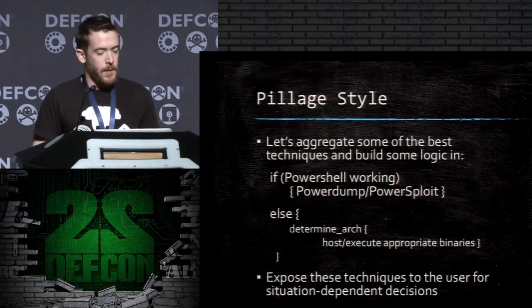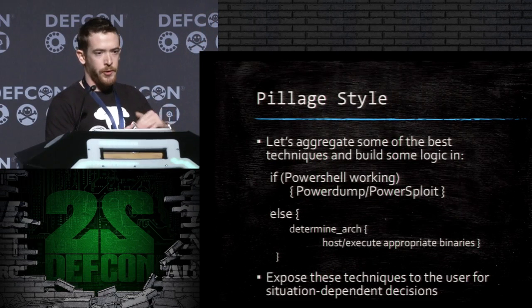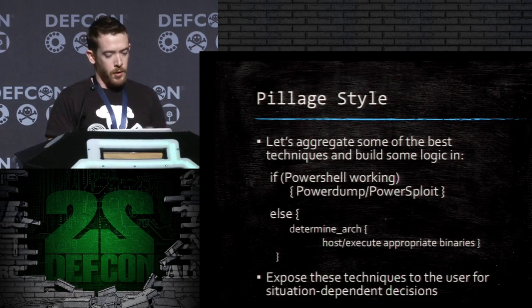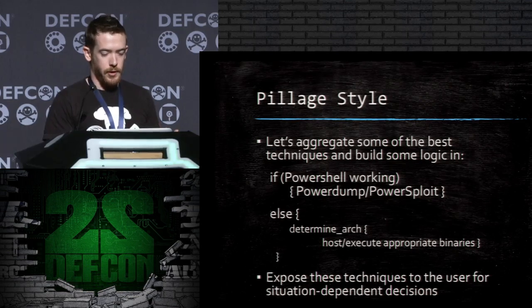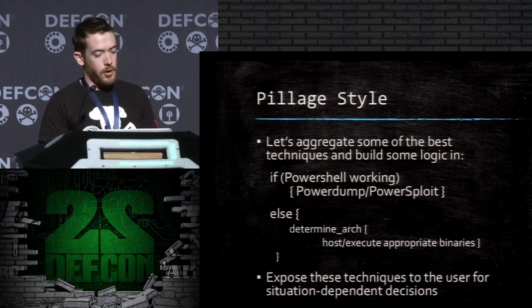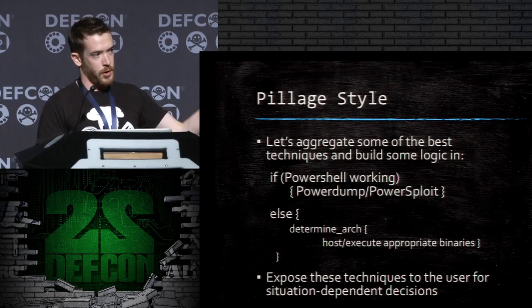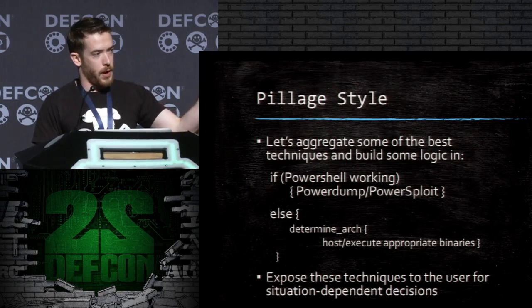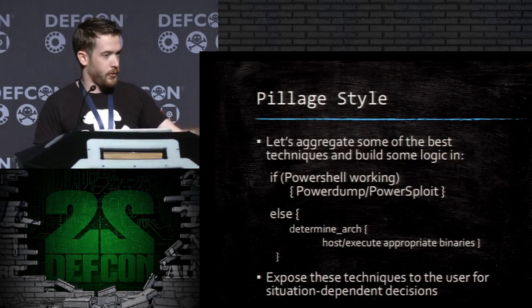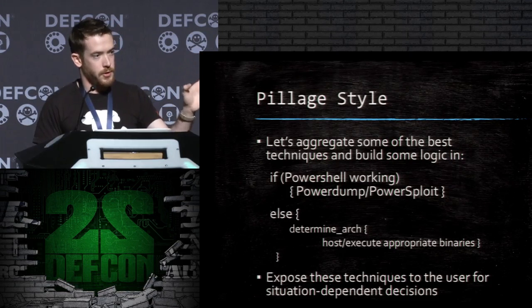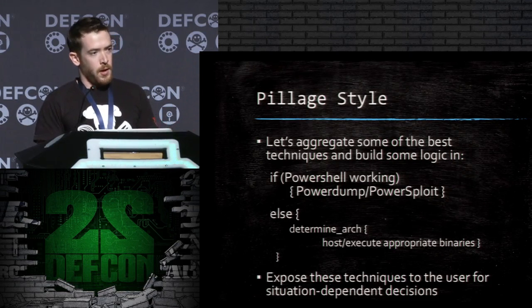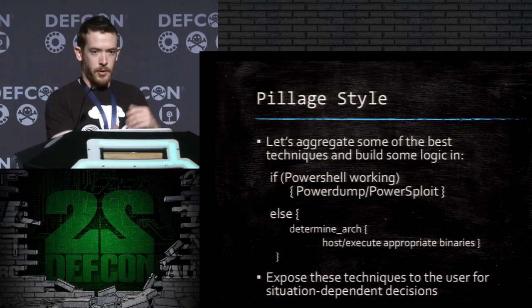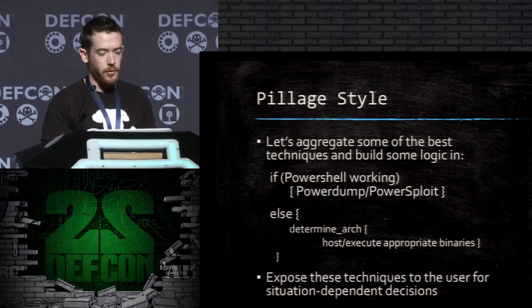So for Pillage, like I said, all these options are exposed as modules in case the user wants to force particular decisions. But there's also a module called AutoGrab, which tries to build a little bit of this logic in. So it'll check, is PowerShell working? Not even just if it's installed, it'll actually check, can you run PowerShell commands? If you can, I have a combination of PowerDump and PowerSploit. It's triggered with that little web downloader.